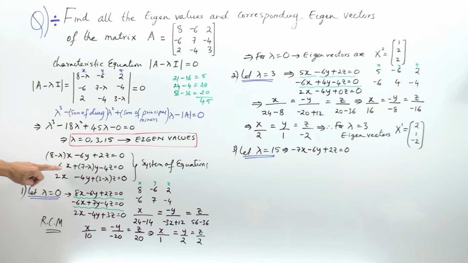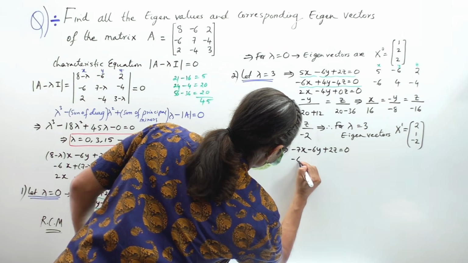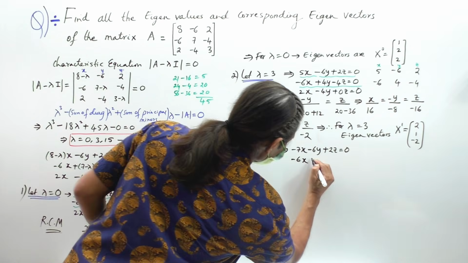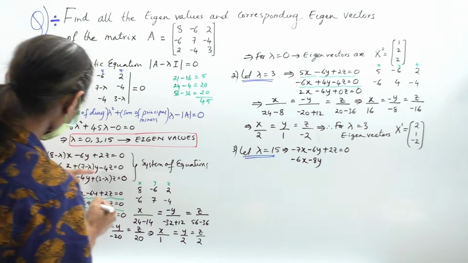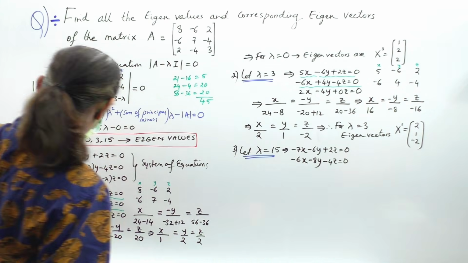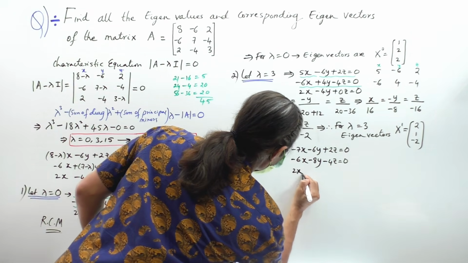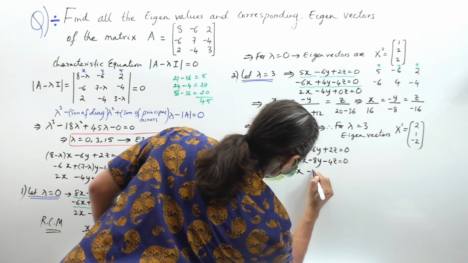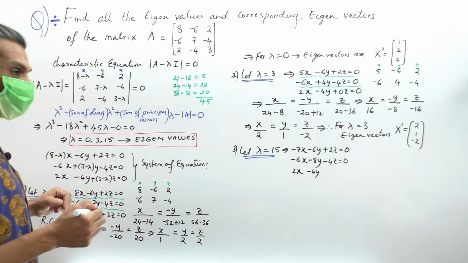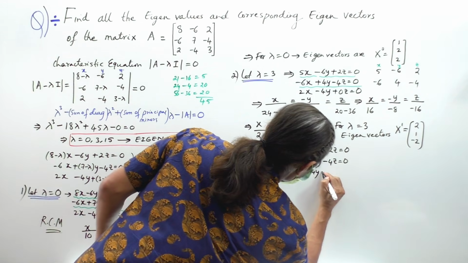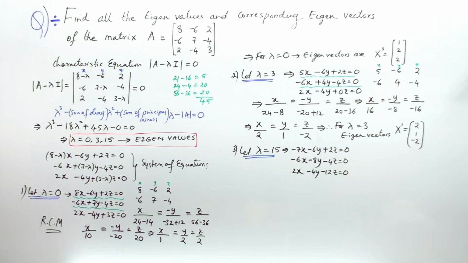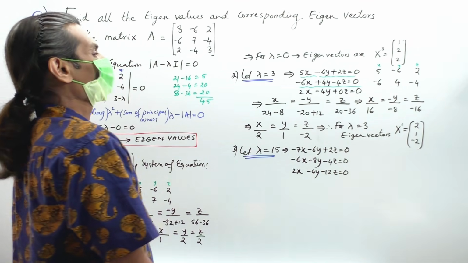And minus 6x as it is. 7 minus 15 is minus 8y. And lastly, minus 4z is equal to 0. Then 2x minus 4y. 3 minus 15, what is that? 3 minus 15 is minus 12z is equal to 0. Correct? Okay, we have this now.